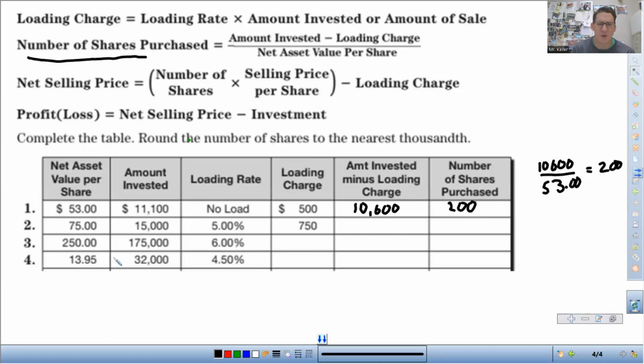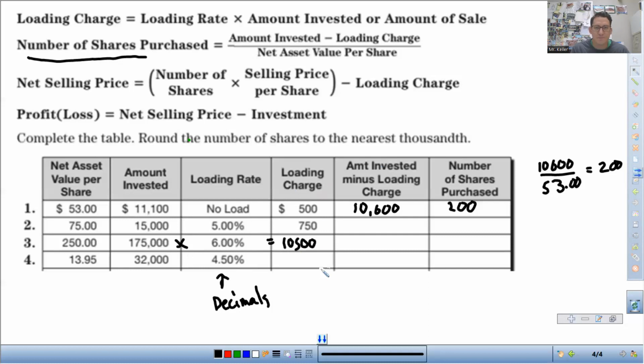I'm going to skip number 2, and I'm going to go down to one where we actually have to calculate the loading rate. So here, make sure you change these to decimals. Whenever we're multiplying things, you need to work in decimals. So this would be 0.06, 0.045. To get the loading charge, you take this amount invested and multiply it times the loading rate as a decimal. So that's going to be 175,000 times 0.06.